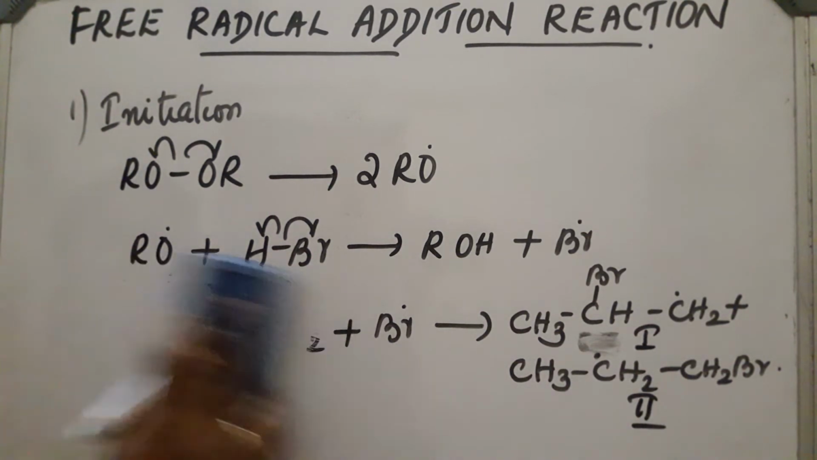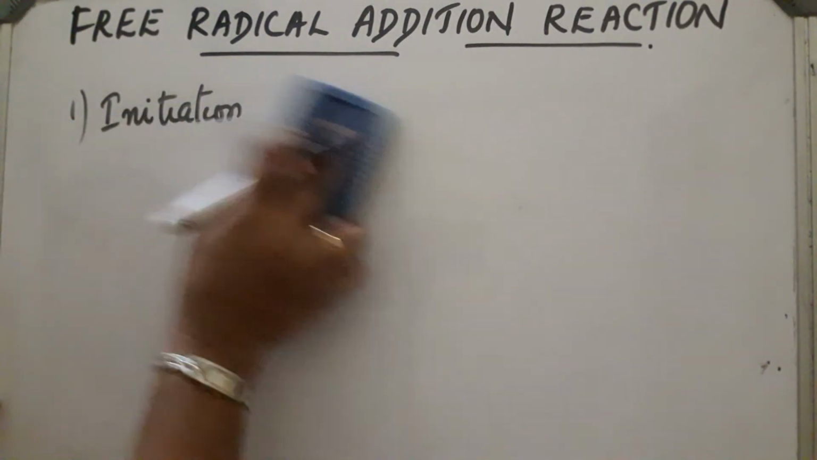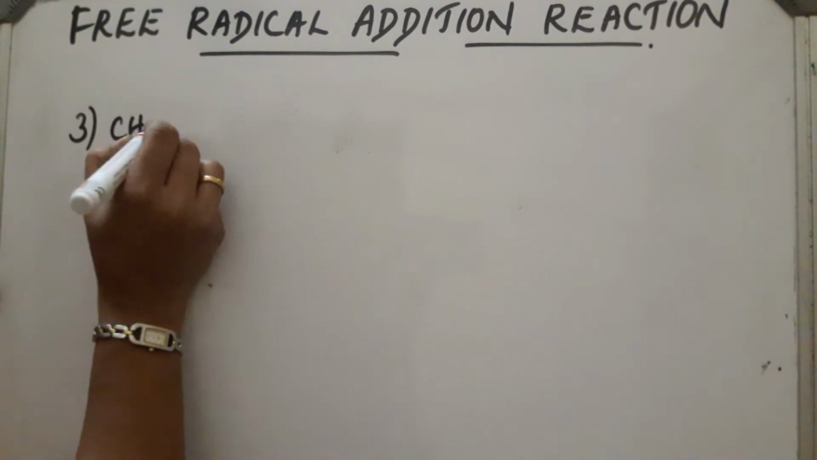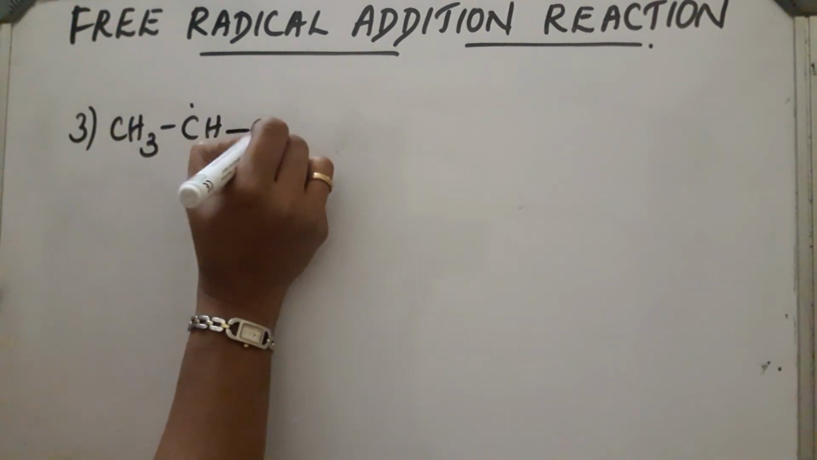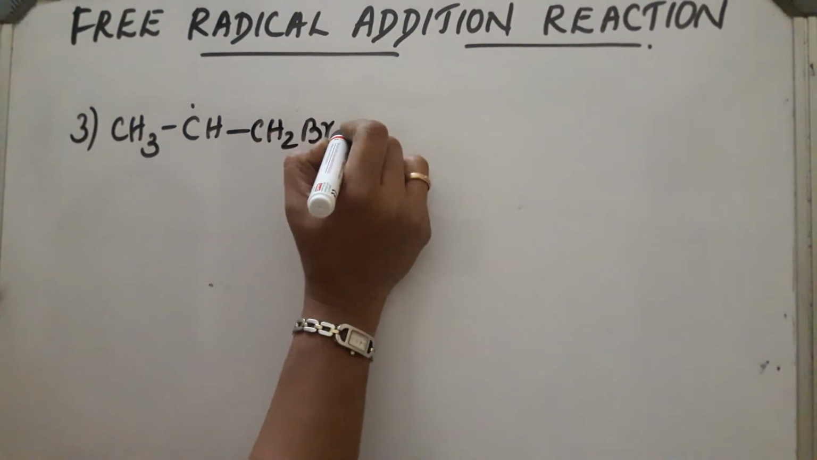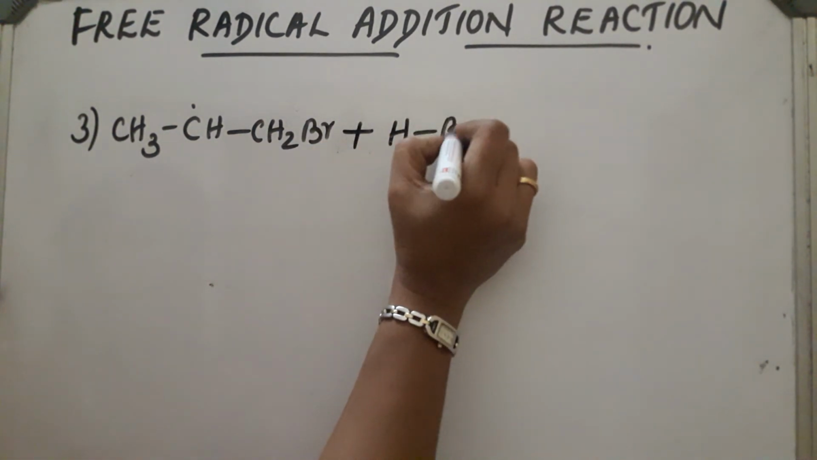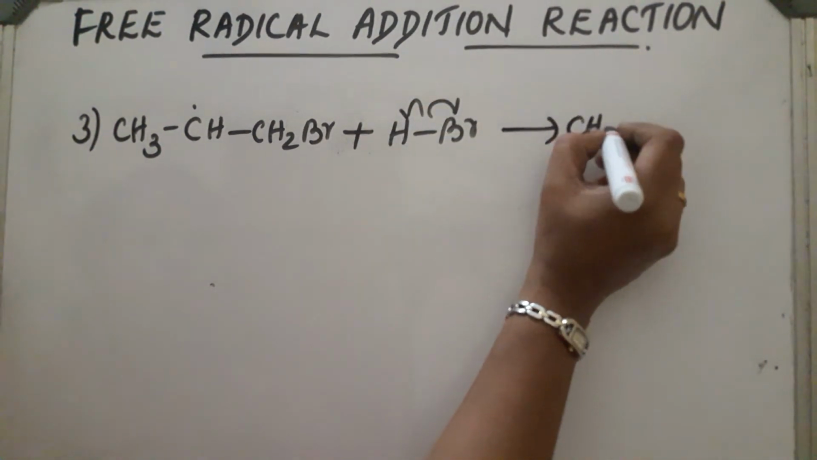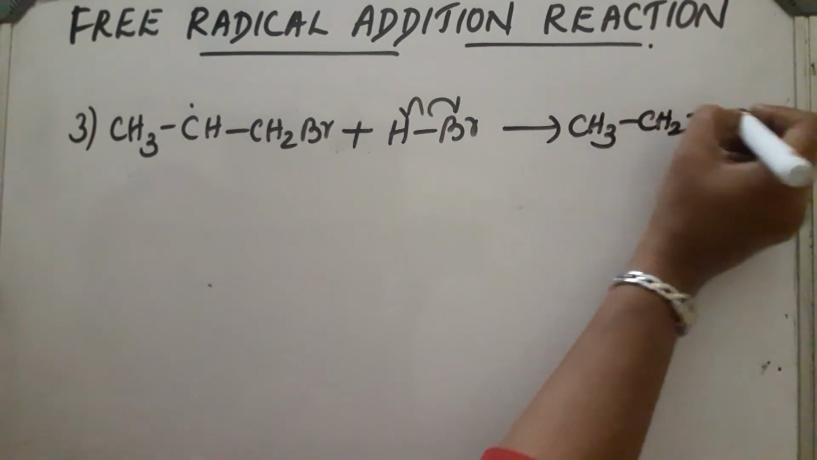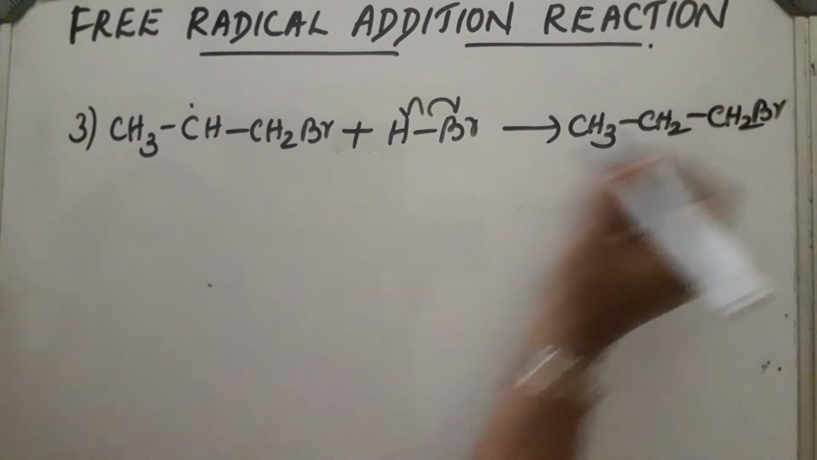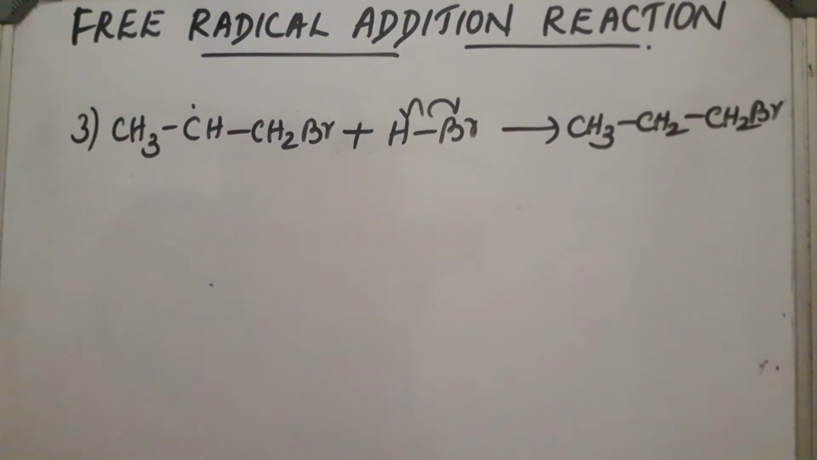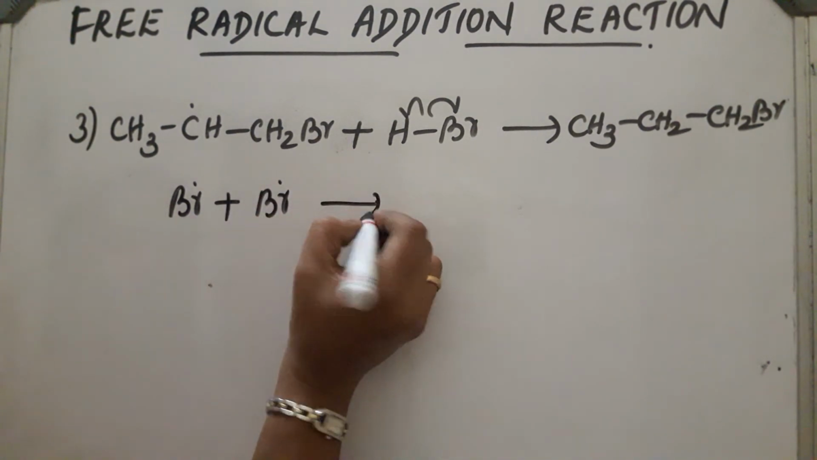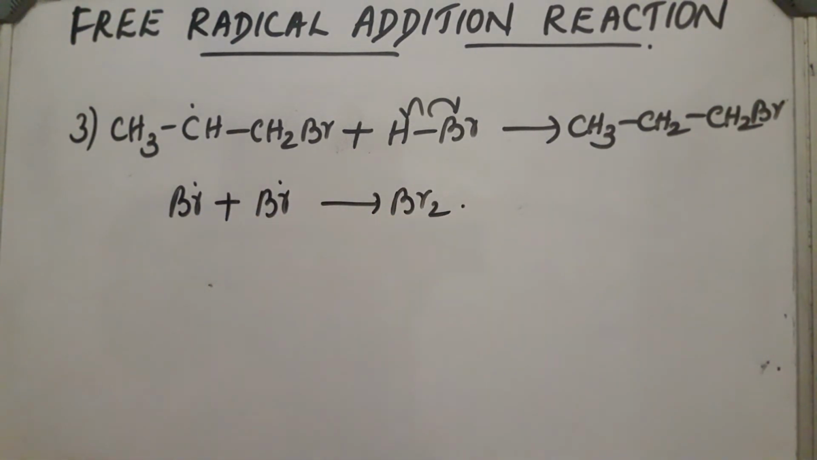The third step is the chain termination step. In this step, the radical CH3-CH-CH2Br will react with HBr. Again homolytic cleavage takes place, and it gets converted into CH3-CH2-CH2Br. This will be the product in the case of the free radical mechanism. Next, two Br radicals will combine and form Br2. This will be the chain termination step.